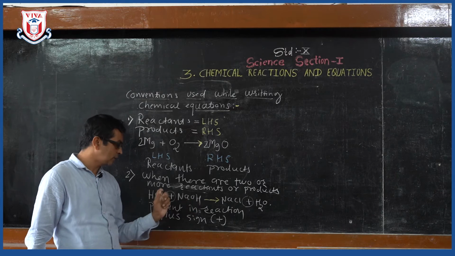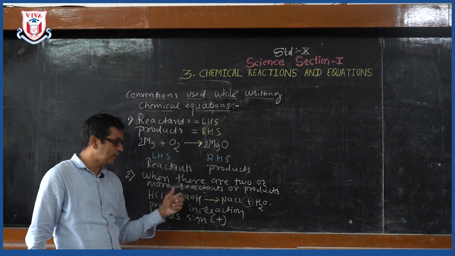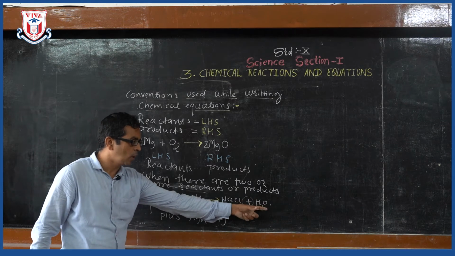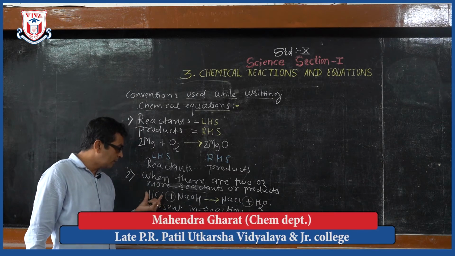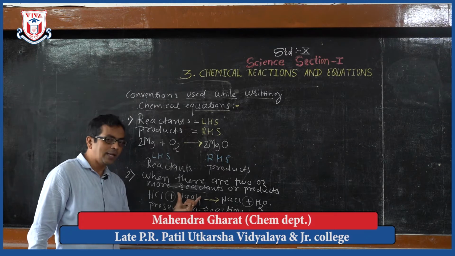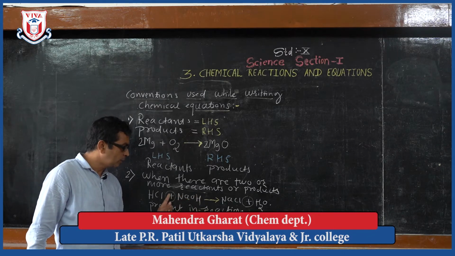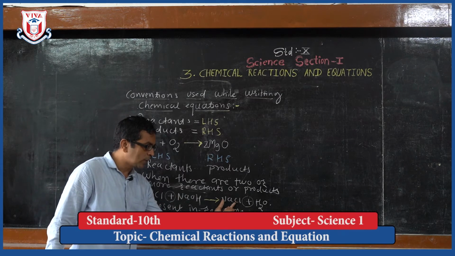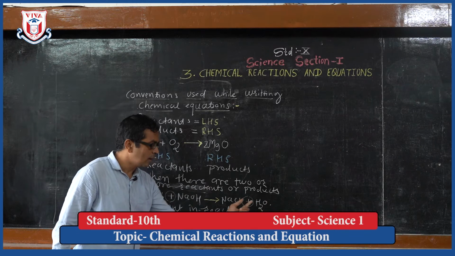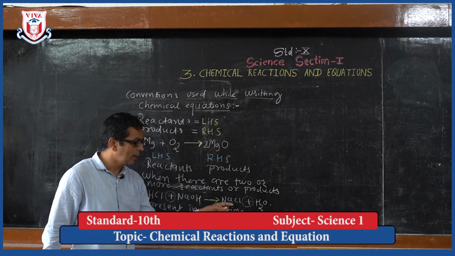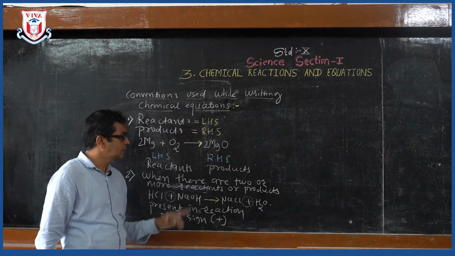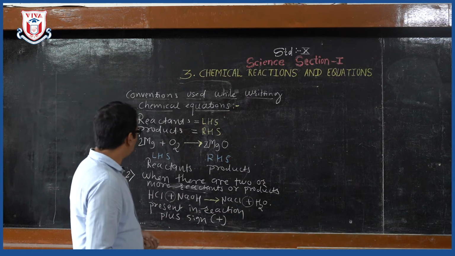This is the chemical reaction where hydrochloric acid reacts with sodium hydroxide, we get sodium chloride and water. So between HCl and NaOH, I put a plus sign to separate two reactants. Same way between sodium chloride and water, I put a plus sign, so that I can separate two products. This is the second rule.